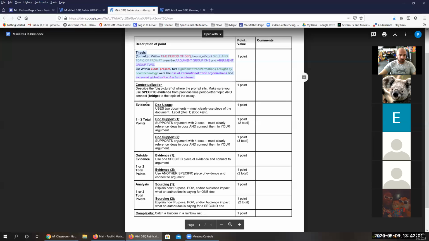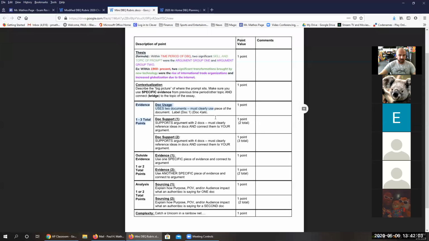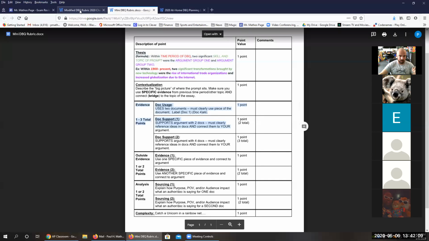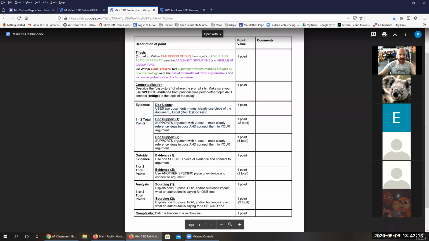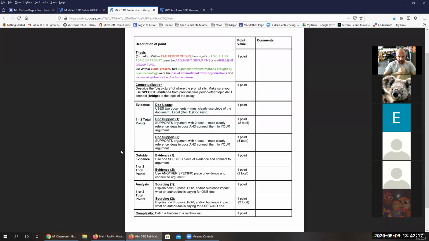What else? Looking at this evidence part, and you could use my screen, you could use yours. I don't care what you're doing, but as long as you're looking at this DBQ, mini DBQ rubric or the modified DBQ rubric, what about the evidence stands out to you? Look at specifically the evidence section. What stands out? It's really easy. You get a free point.